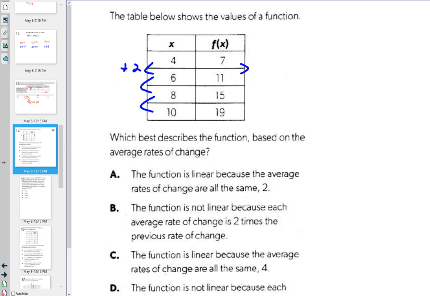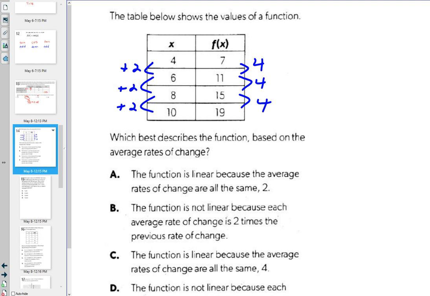Every single one here is going up by 2. So as long as all these other ones are going up by the same amount, it doesn't matter what that amount is, it's going to be linear. From 7 to 11 is how far? From 11 to 15 is 4. From 15 to 19 is 4. So yeah, this is going to be linear.